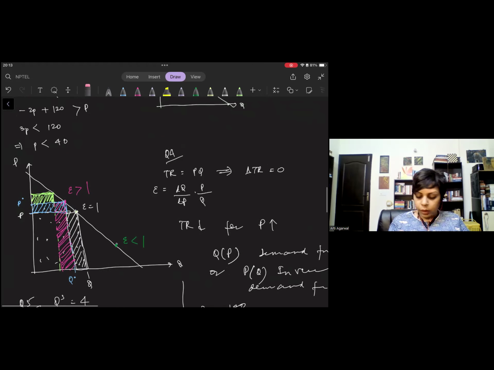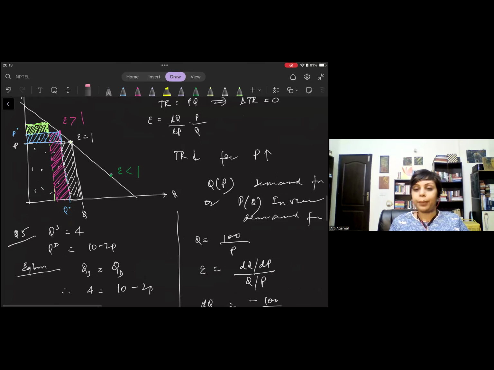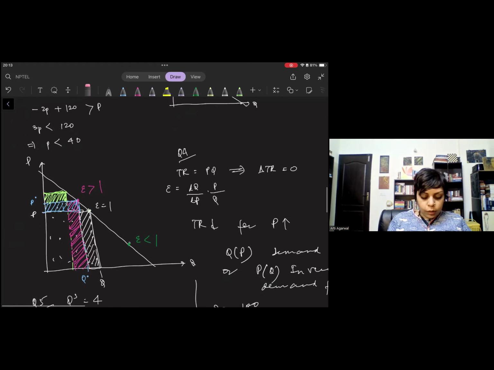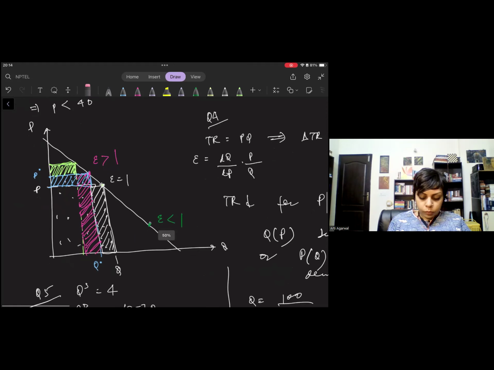Now let's come back to here. If it is, suppose, not 100 by p, it is 100 minus p, then the whole calculation changes. So that is the first thing you need to understand.